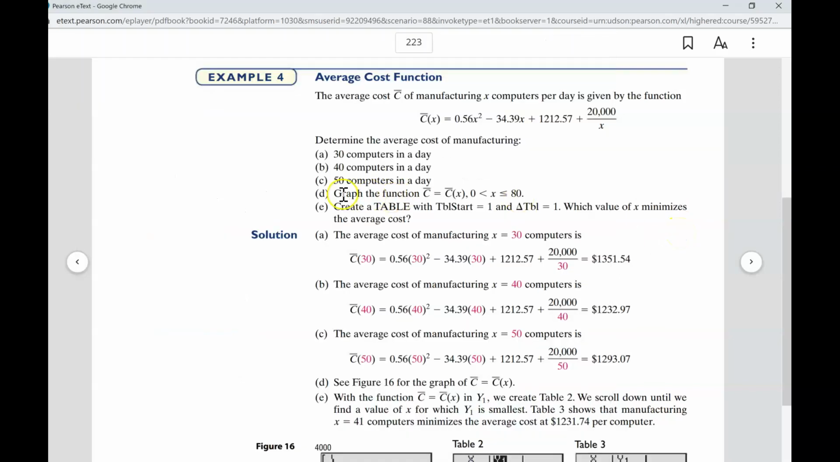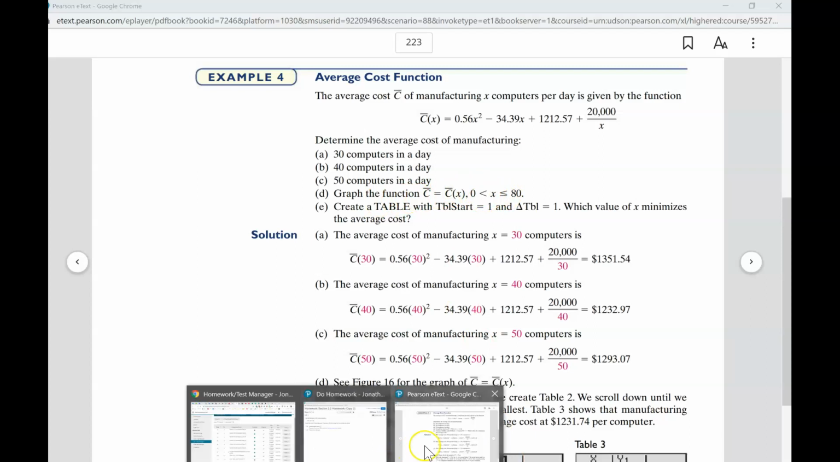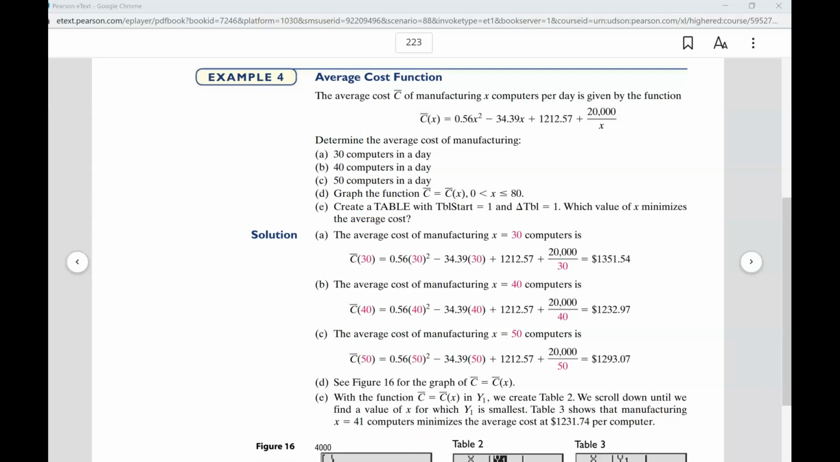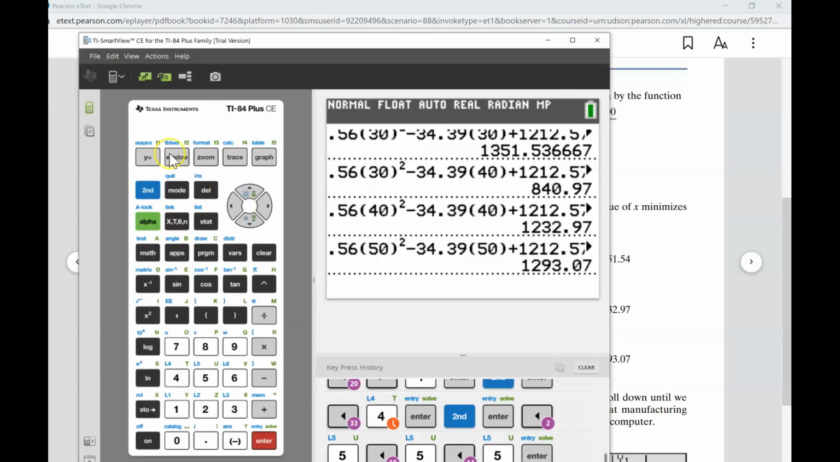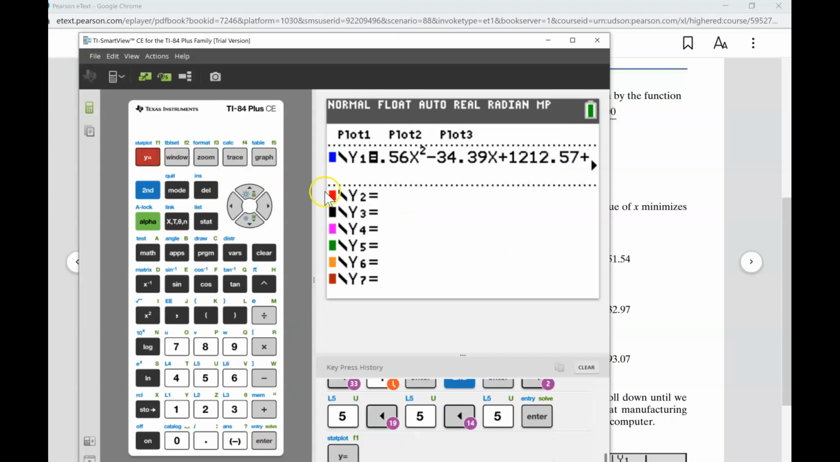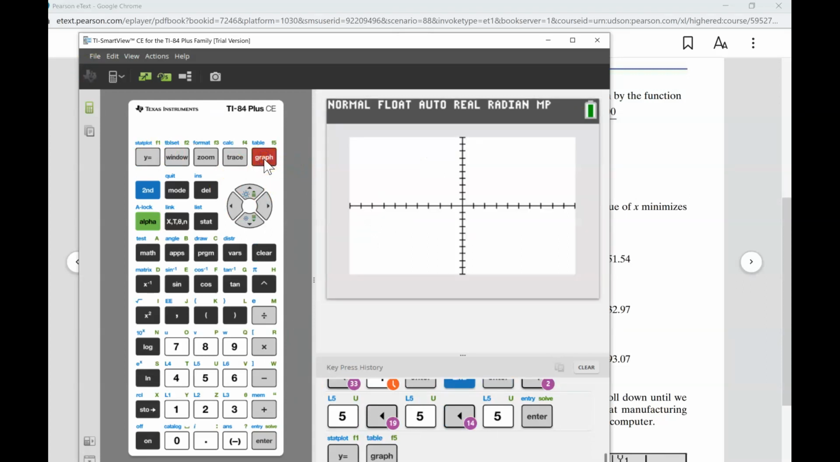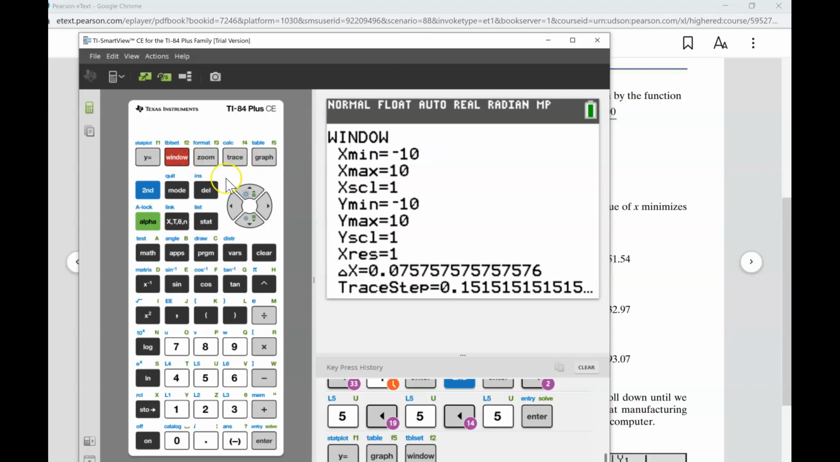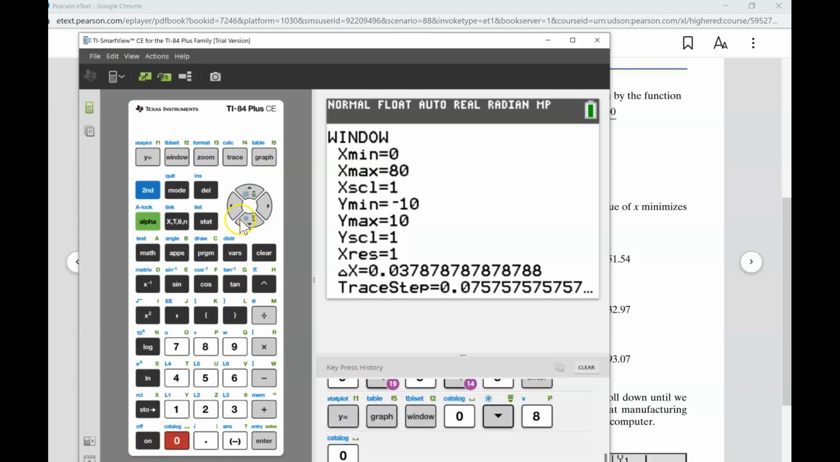All right, then it says graph the function for x between 0 and 80. So let me do that. I'm going to go to this calculator, and I'm going to graph this function. I've already typed it in, and I'm going to hit graph. But now I'm going to hit window, and I'm going to change my window from 0 to 80, 0 for the x min, 80 for the x max. The x scale, I can leave it there, or I could make it something more reasonable. It really doesn't matter. I'm going to make it 8, but it truly does not matter.